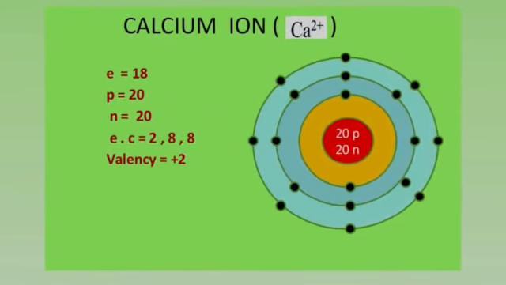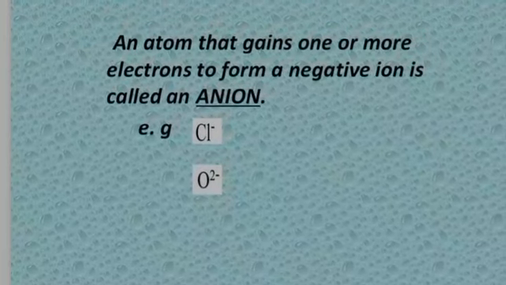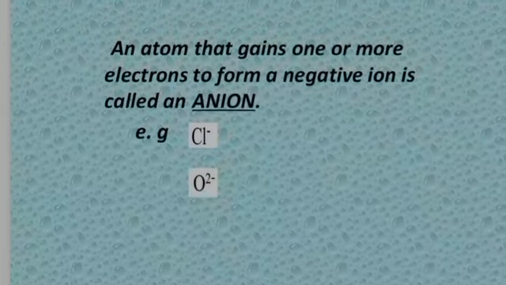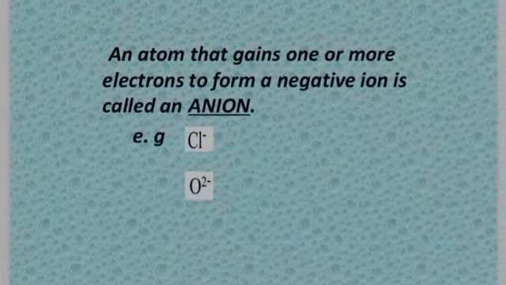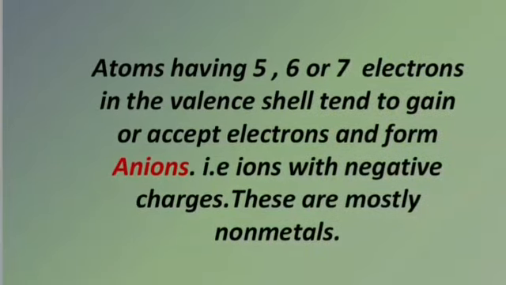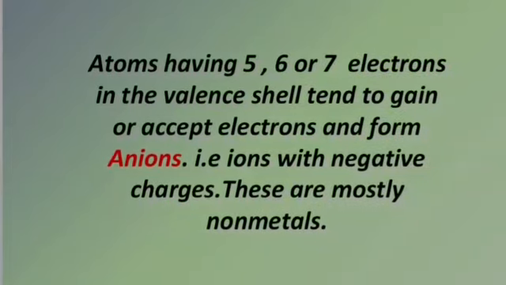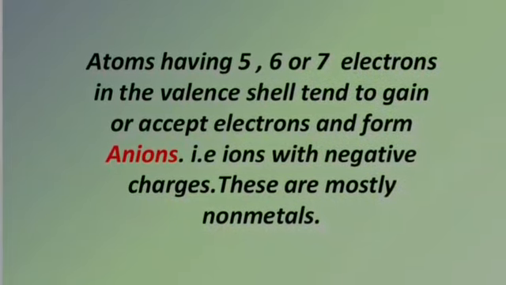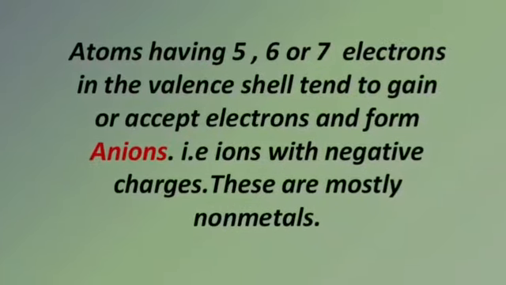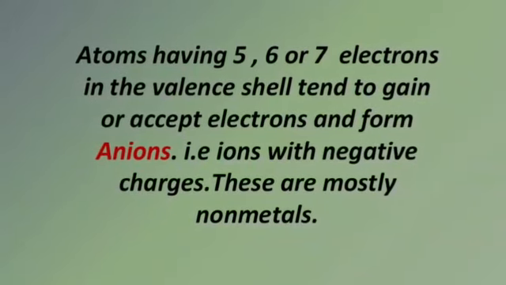An atom that gains one or more electrons to form a negative ion is called an anion. Examples are chloride and oxide ions. Atoms having 5, 6 or 7 electrons in the valence shell tend to gain or accept electrons and form anions. These are mostly non-metals.